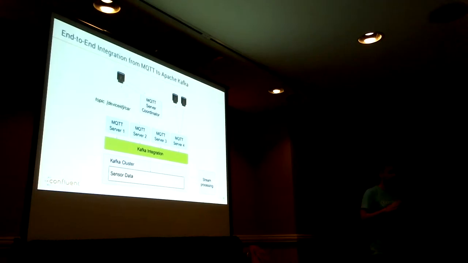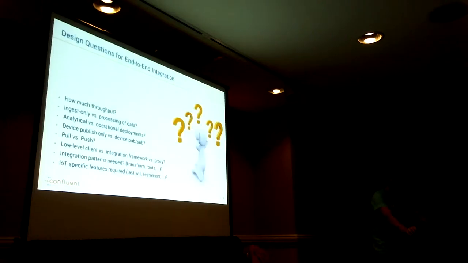So here we can go again to this architecture. In the end, what we now have to solve here is the green part, the Kafka integration between MQTT servers and Kafka, which integrates with the rest of the world. And it's not that easy to decide what you need here, and therefore, here are a few questions which we typically see when we discuss this with our customers. Because depending on your requirements, there are different options for how you can integrate the MQTT interface with the Kafka interface.